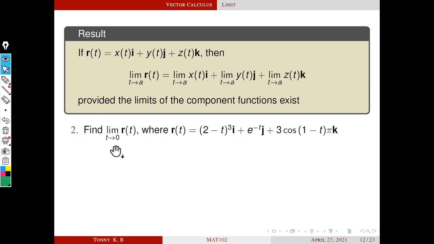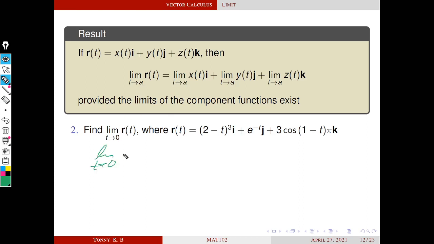For example, consider: find the limit as t tends to 0 of r of t, where r of t equals (2 minus t) whole cube i plus e raised to minus t j plus 3 times cos of (1 minus t) pi k. Here the argument is (1 minus t) times pi. Using this result, you can easily find the limit of this function. By this result, what is the limit?